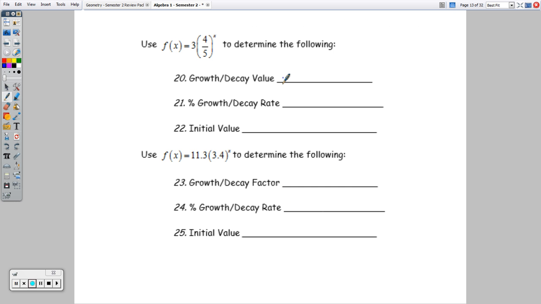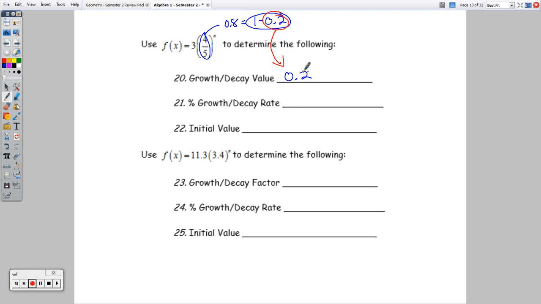Looking at 20 through 22, let's use this. So the growth or decay value. To find that, you always look at this and determine how far away from 1 that is. So this would be the same thing as 0.8, which would be the same thing as 1 minus 0.2. So think about that when you're determining the growth or decay value. So the growth or decay value is right here. It's always whatever you have, 1 plus or minus whatever that is. That's your growth decay value. So that's going to go right there.